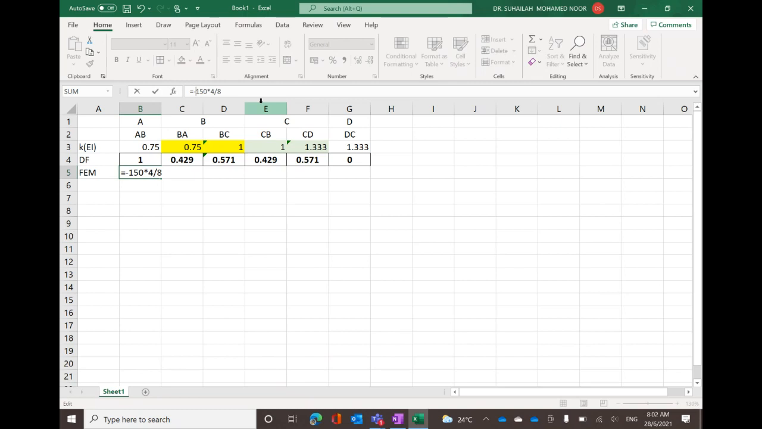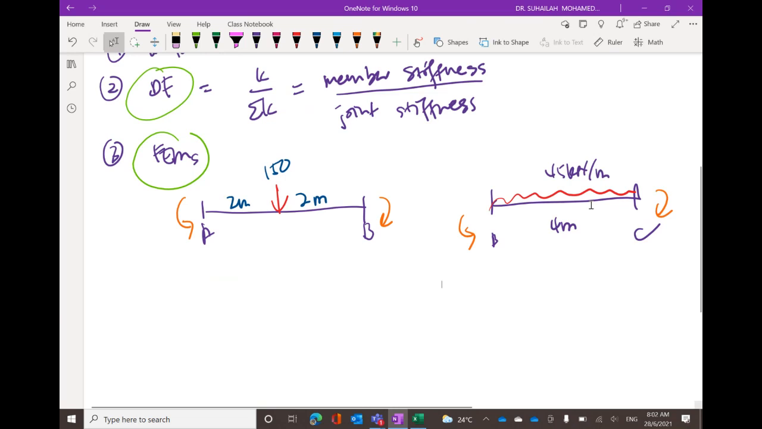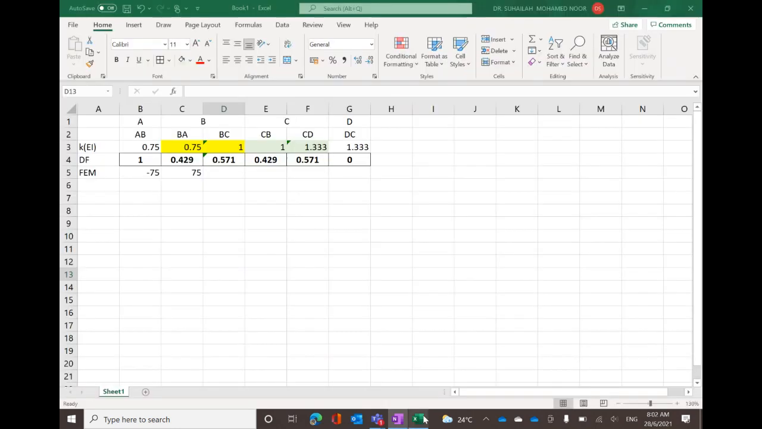Don't forget to put negative here, and another one will be positive. Next, move to BC. WL squared over 12, where W is 45 and L is 4. WL squared over 12 gives us negative 60 and positive 60.